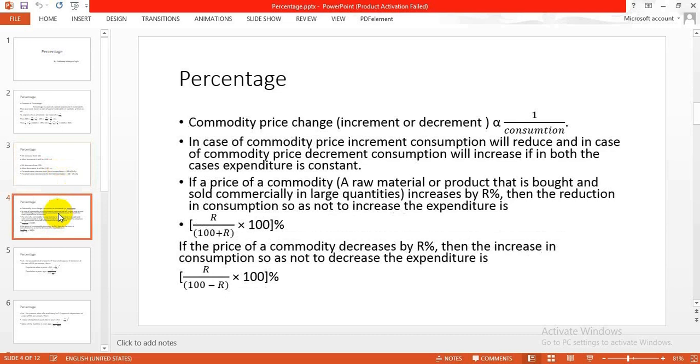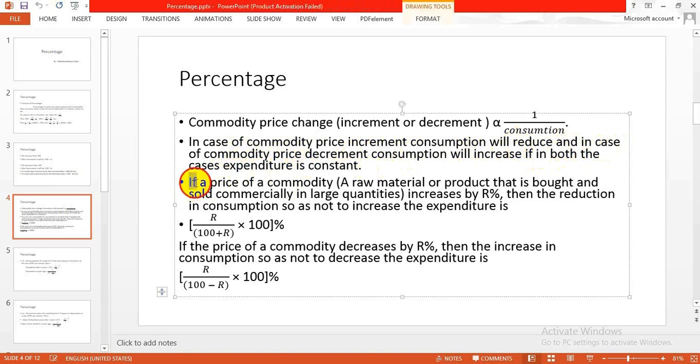In case of commodity price change, increment or decrement varies inversely with consumption, where expenditure is constant. In case of commodity price increment, consumption will reduce, and in case of commodity price decrement, consumption will increase, if in both cases expenditure is constant.